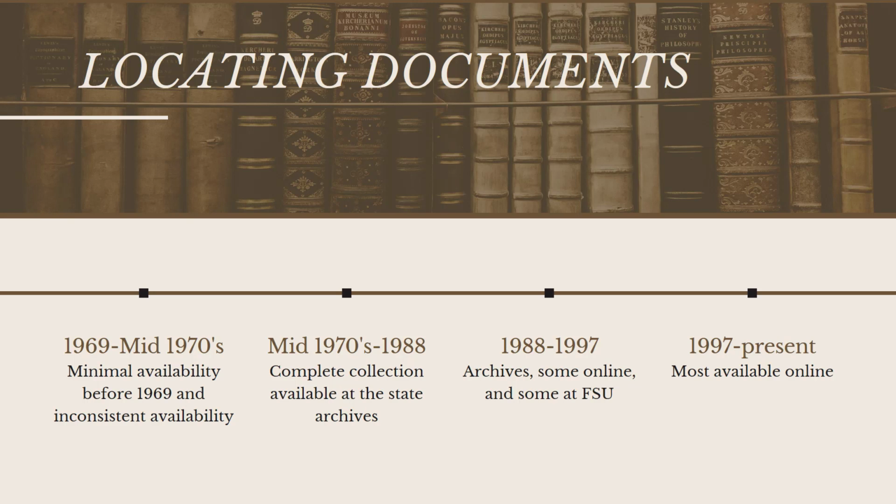Then 1988 to 1997, again, it's all at the archives. Some of it's online, and we have some of it at FSU as well. And then 1997 to present is when the websites started capturing that information, so you can find things on the House and Senate websites. And then in the most recent years, you can also get the videos of committee hearings and things like that, but that might only be 2018, 2019.